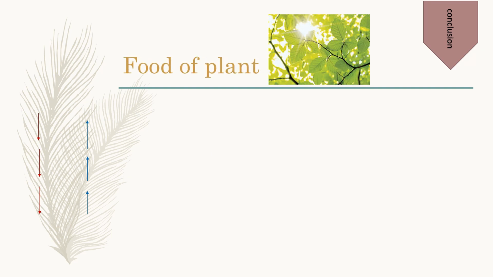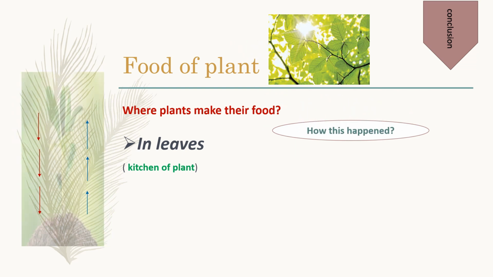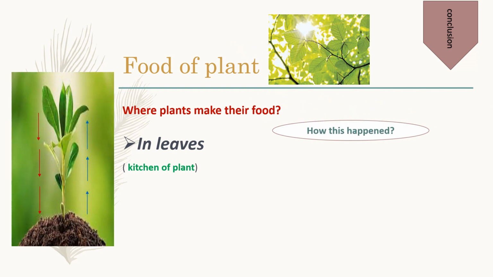Well, my kids, let's see how a plant makes food. Do you remember where plants make their food? In which part? Right, in leaves. In leaves, they make their own food. Leaves are the kitchen of a plant. Don't forget this. Okay. How does this happen? Look here in this picture.